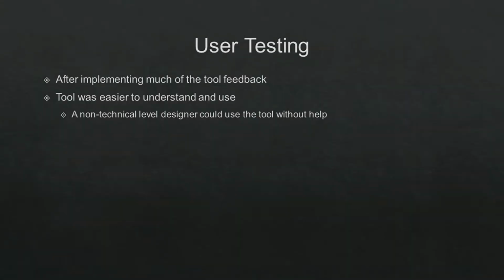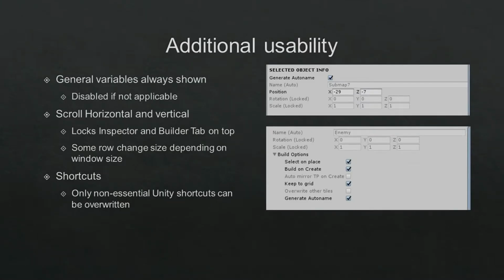Further user testing with both a previous and a new tester showed that the tool was a lot easier to understand, and a level designer could pick up the tool with relative ease. General variables and settings are always shown in the Custom Inspector, but disabled if not applicable.